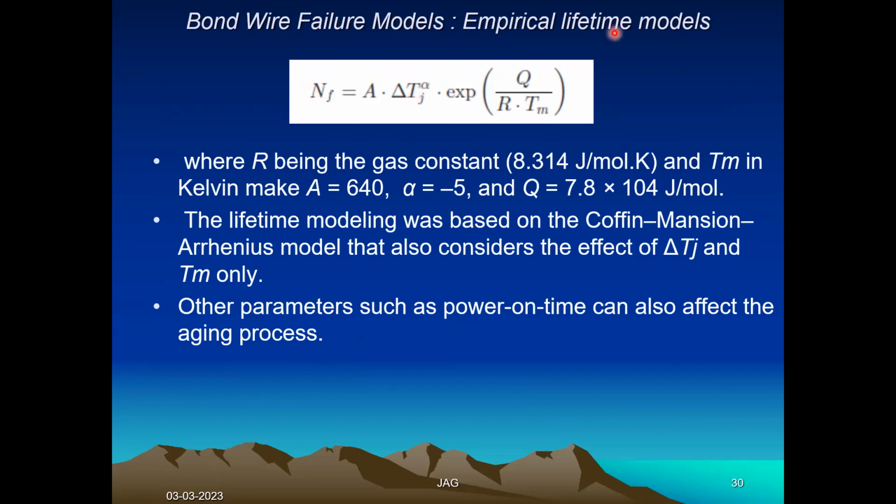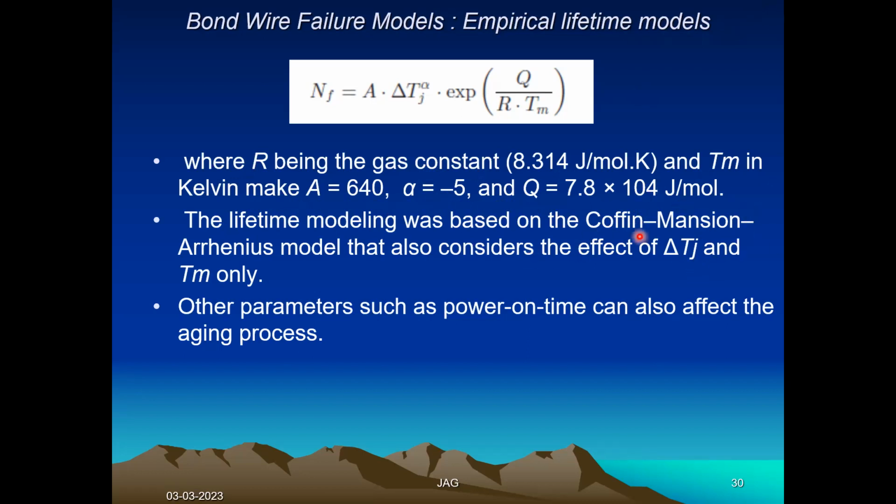There is no physical or scientific theory behind this equation, but empirically, from experience, we know that this relation holds good for the calculations. That is why it is called an empirical relation. Here R is the gas constant, Tm is in Kelvin, A is equal to 640, alpha is minus 5, Q is 7.8 into 10 power 4 joules per mole.